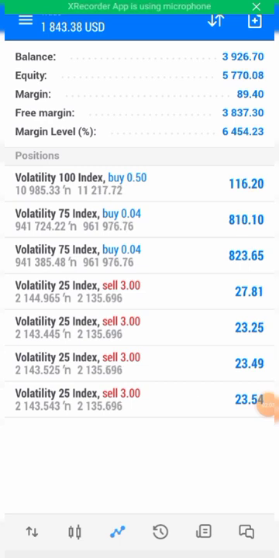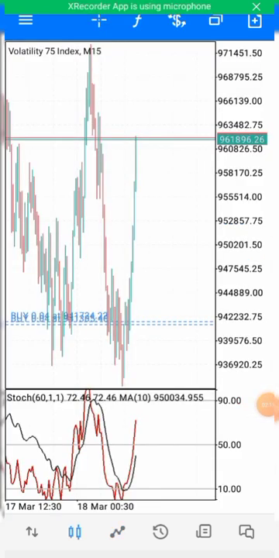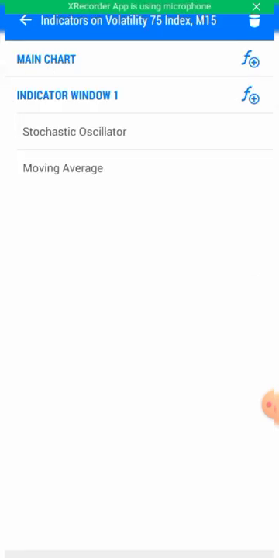The same strategy is what we use to enter the trade here on the VIX25. So in this strategy, we are going to be using just two indicators: the stochastic oscillator and the moving average. I'll show you the settings and how to set this up.